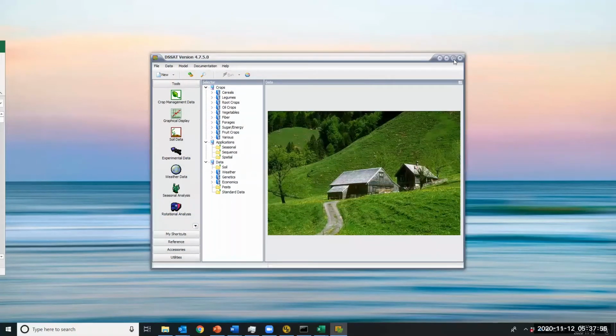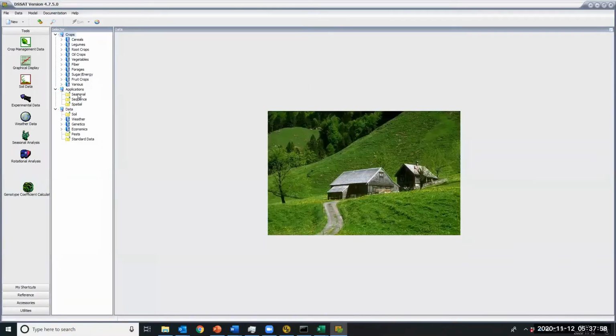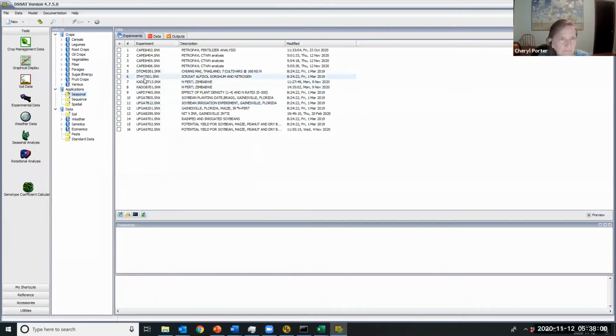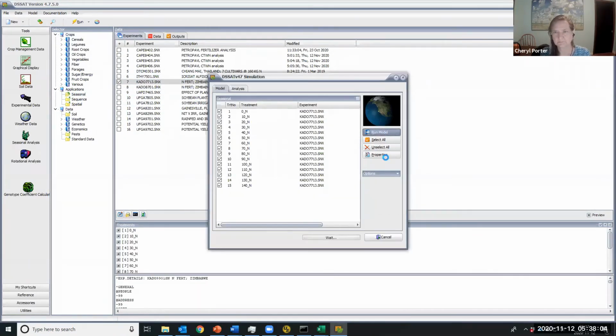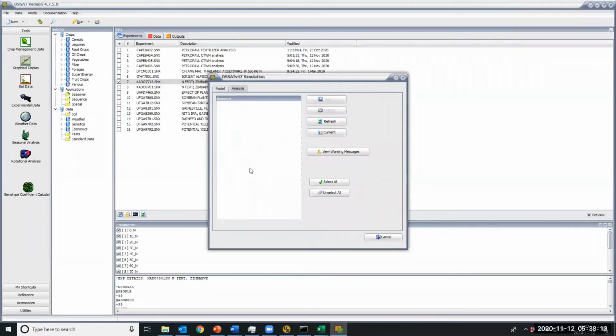Okay, so I'm going to go back to seasonal, and that was this 13-year file, and I'm going to run it. This will take a little bit of time because there's quite a few simulations.